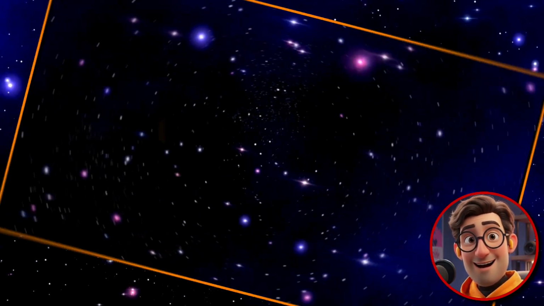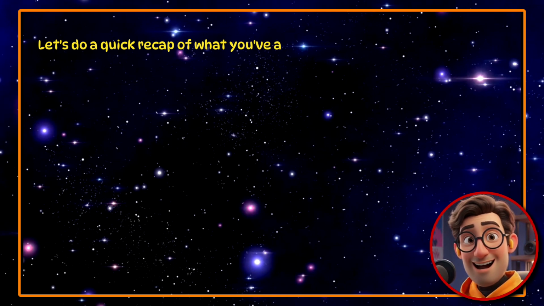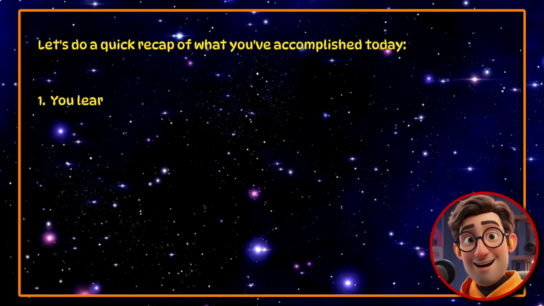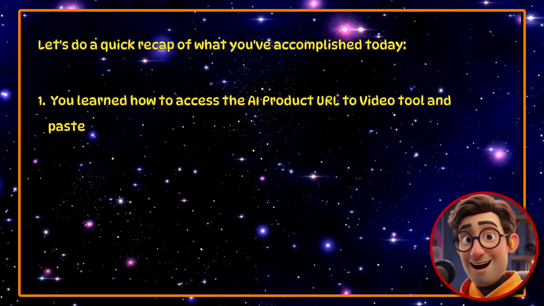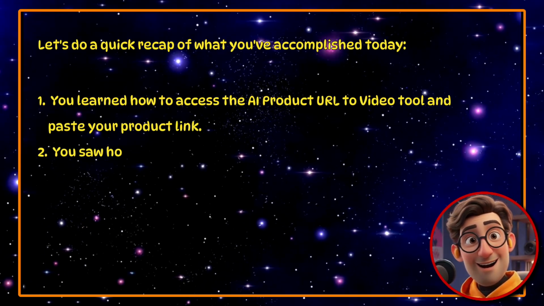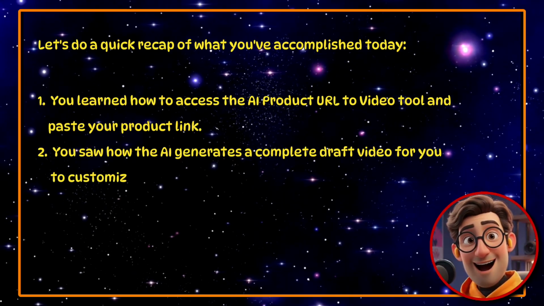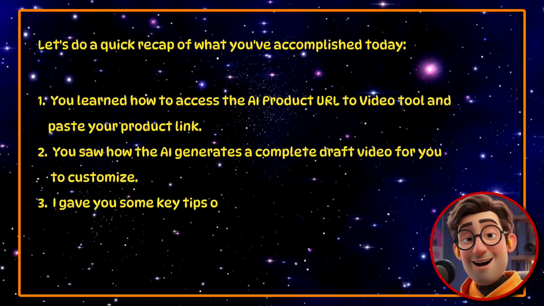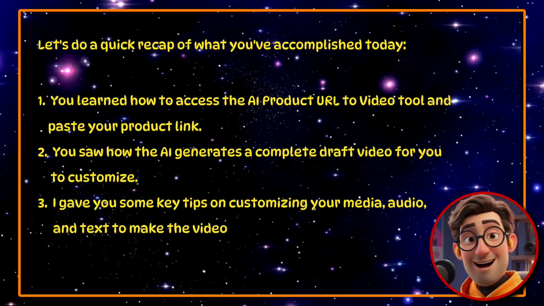Conclusion and recap. Let's do a quick recap of what you've accomplished today. You learned how to access the AI product URL to video tool and paste your product link. You saw how the AI generates a complete draft video for you to customize. I gave you some key tips on customizing your media, audio, and text to make the video your own. And finally, you learned how to export and download your finished video.